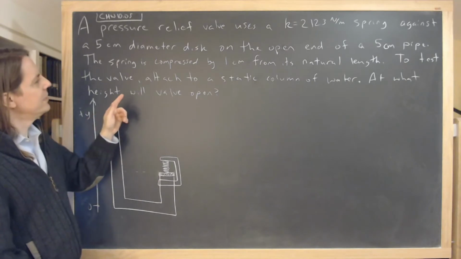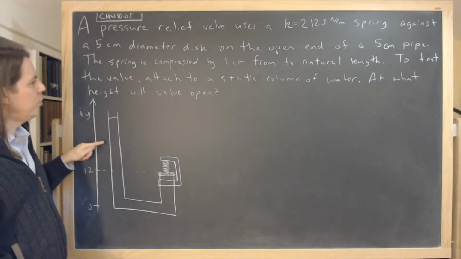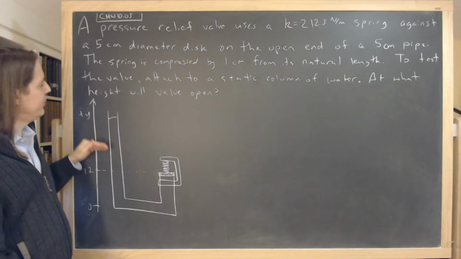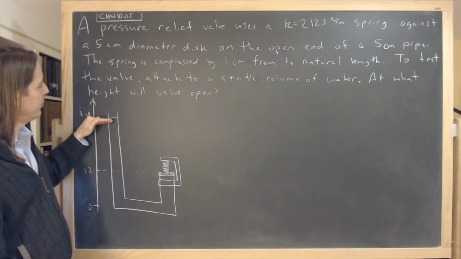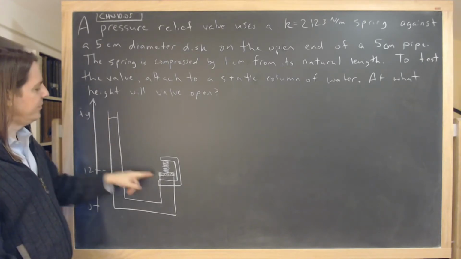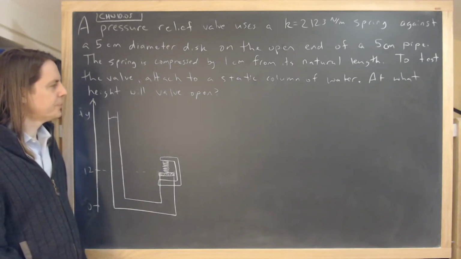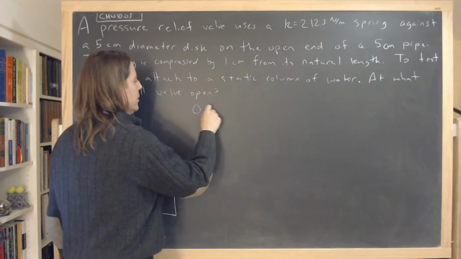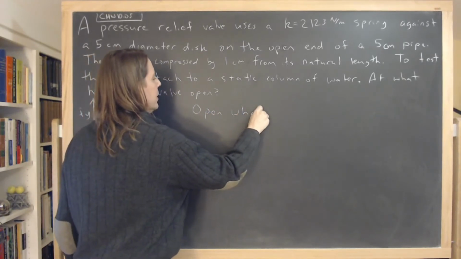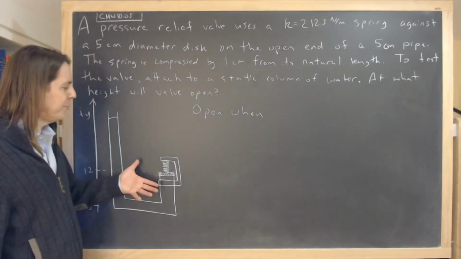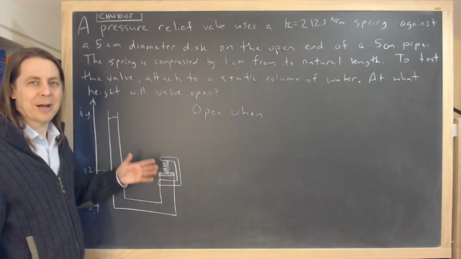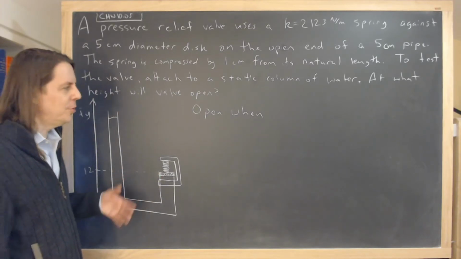We want to attach it to this column of water, and at what height will the valve open? Meaning as we add more and more water, this fluid level goes up, when will it eventually open that valve? When will it push the disc up? So it will open when, and you can decide if you want to do this with forces and kinematics or just do it with pressure. There's two ways to think about it.